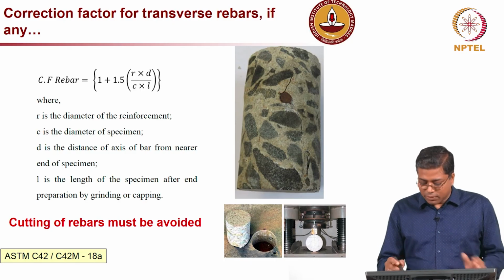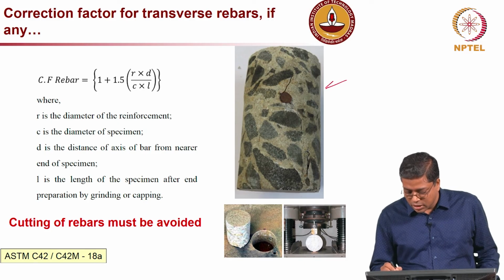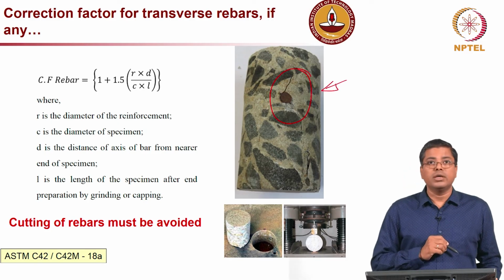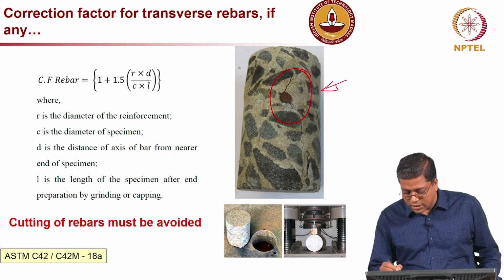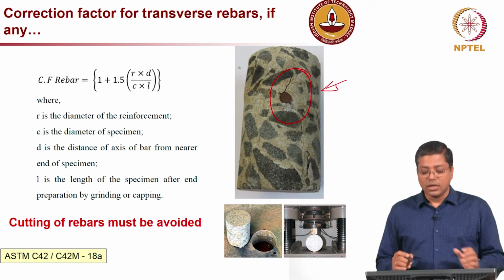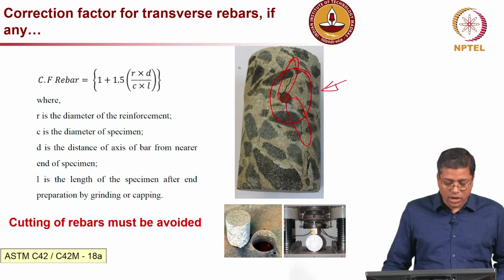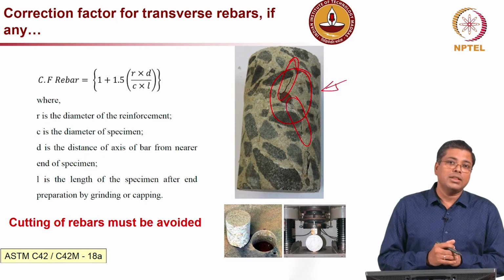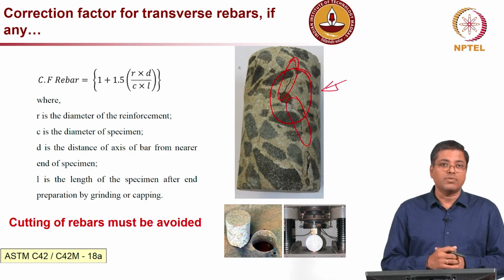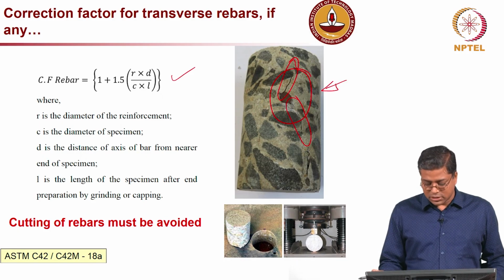Now, if you happen to have a concrete core which already has a rebar, as you see in this picture, you can see there is a rebar. Very clearly, when we tested this specimen, you can see that the crack initiates right where the ribs of the bar are. You can see there is a crack initiation here, and here also, both these cracks are initiating right at the rebar, which might give you lower strength than the actual strength of the concrete. So, there are some correction factors available which can be adopted before we conclude on the test results.